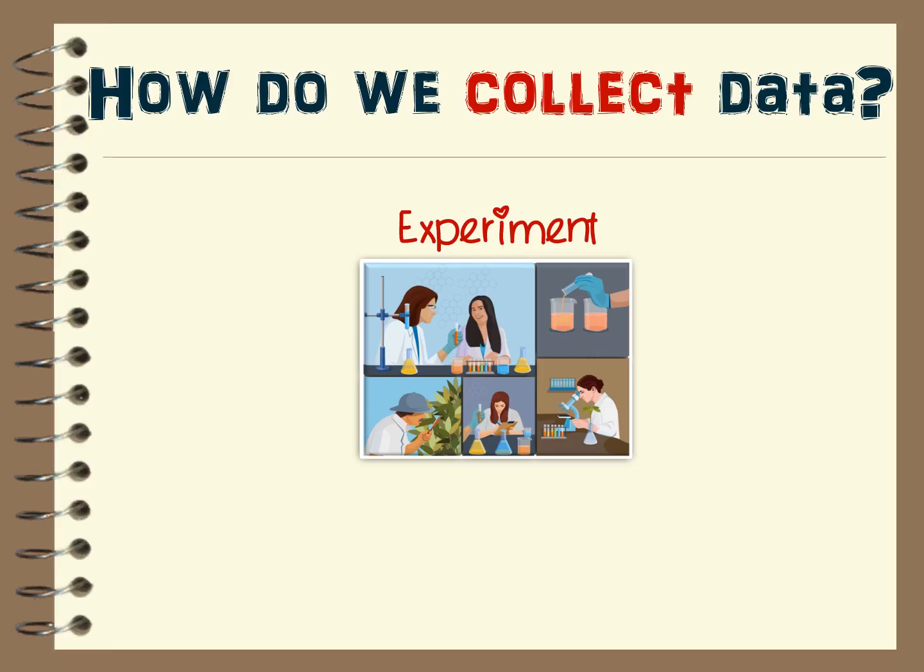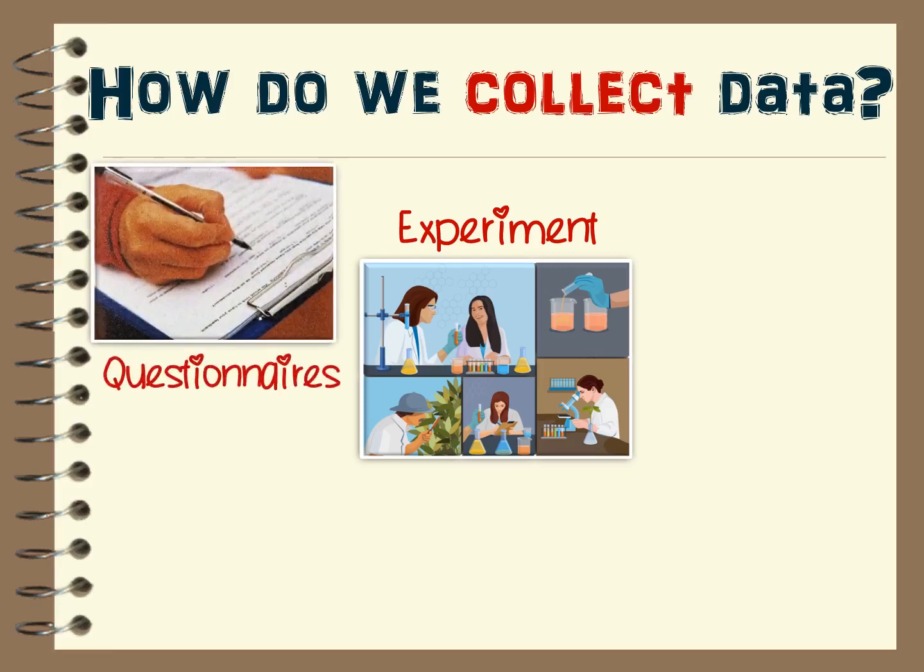Another method of gathering data is through questionnaires. So if you want to know the opinion of people on a certain topic, you will make some questions, and then you will give the questionnaires to the respondents, and they will give you the answer. So this one is indirectly getting the information from your respondents.